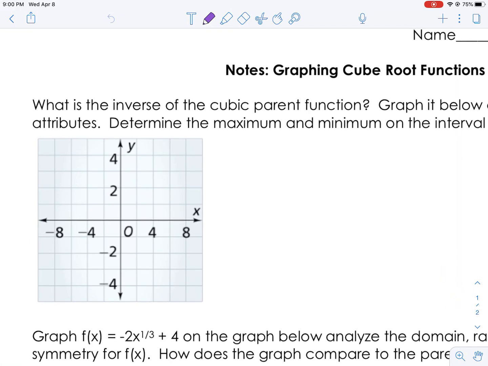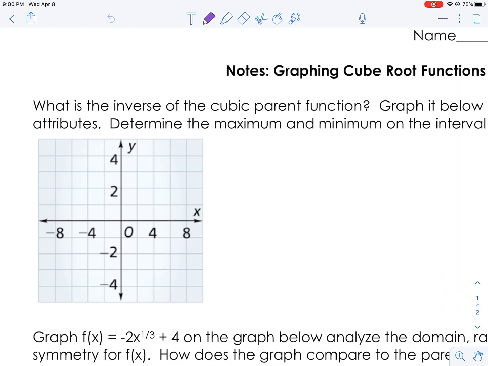So instead of doing cubic functions, today we're going to talk about cube root functions. So what's the inverse of the cubic parent function, which is just y equals x cubed? The opposite of cubing something is cube rooting something. So that would just be y equals the cube root of x.